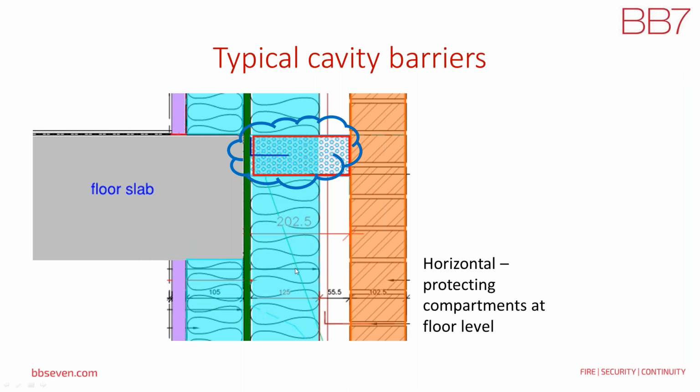You're probably looking at this saying, if you look at the dimensions on here, 125 millimeter, that could be a rigid board or it could be stone wool, mineral wool insulation.